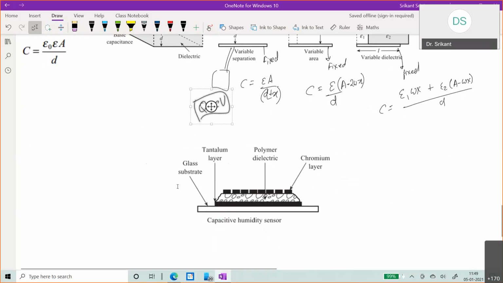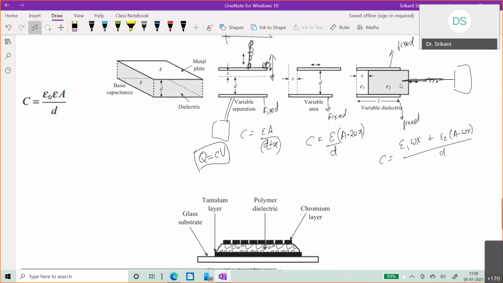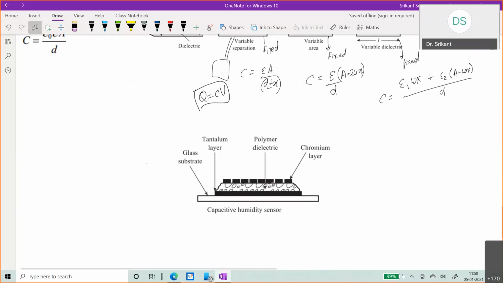And finally, the last thing is you can also have a capacitive humidity sensor. In one case, I said you can move the dielectric in and out. But in this case, the dielectric constant itself is changing. So I have two plates. The glass substrate is nothing, it's just a substrate. Then I have one metal which is tantalum and another metal called chromium. These are two plates of the capacitor, and in the middle I have a polymer dielectric.